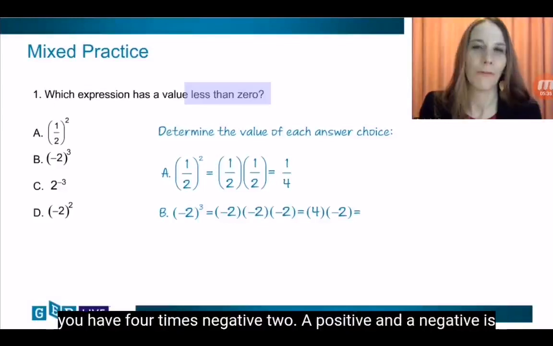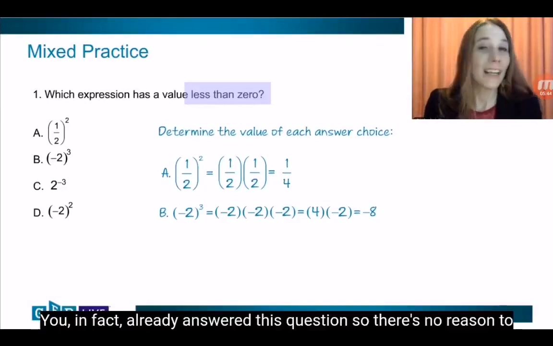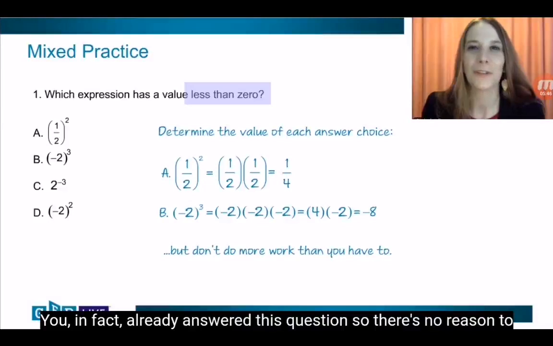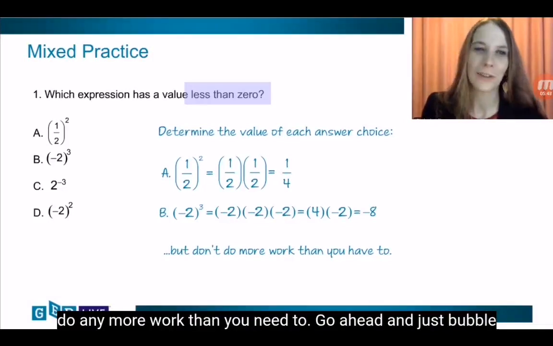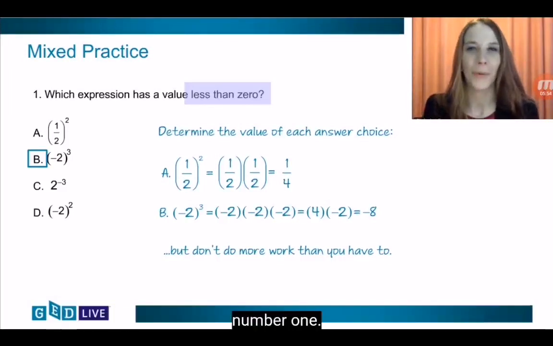But look what happens when you have 4 times -2. A positive and a negative is going to give you a negative. So -2 cubed is -8. You've in fact already answered this question, so there's no reason to do any more work than you need to. Go ahead and just bubble in or select answer choice B, and you are done with question number 1.